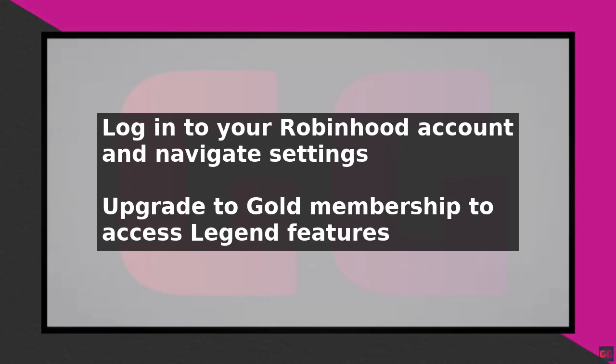First, log into your Robinhood account and navigate to the Settings page. From there, click on the Gold membership option and follow the prompts to upgrade your account. Once you have upgraded, you will have access to the Robinhood Legend features.